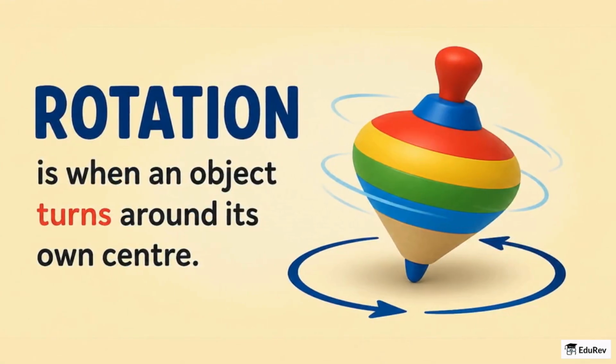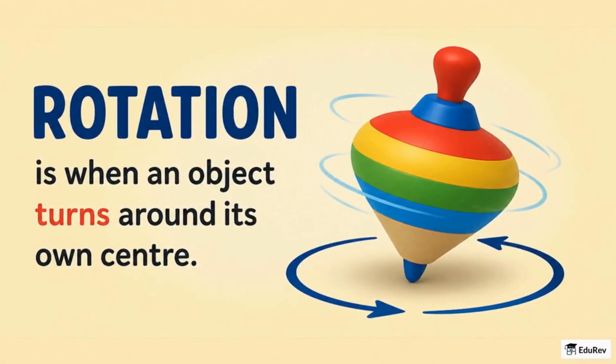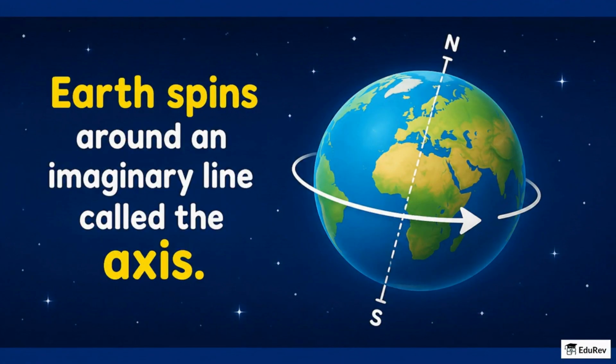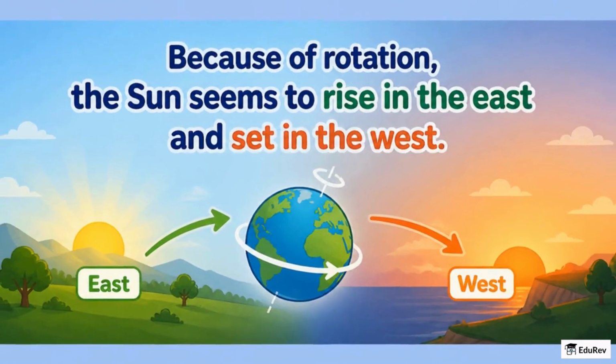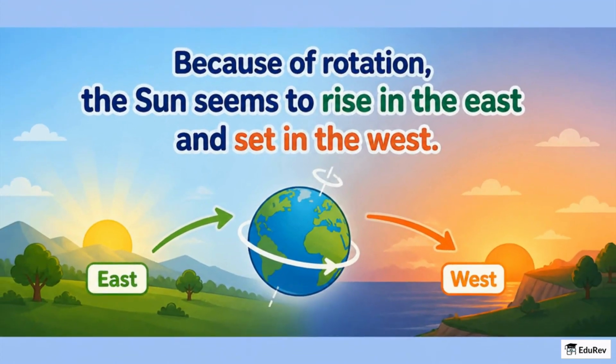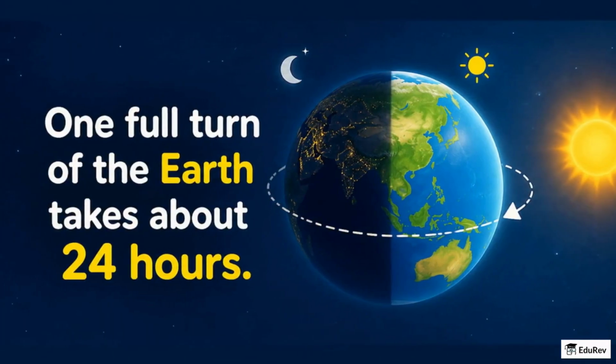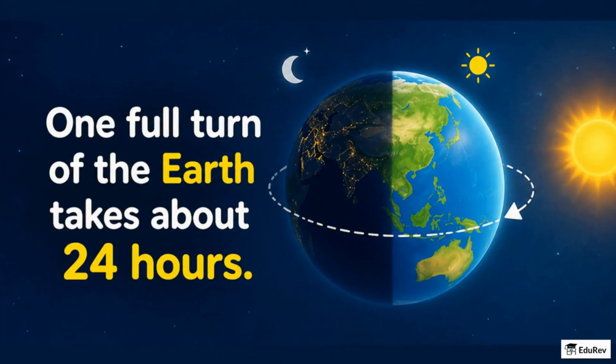Rotation is when an object turns around its own center, like a spinning top. The earth spins around an imaginary line through its center called the axis. Because of rotation, the sun seems to rise in the east and set in the west. One full turn of the earth takes about 24 hours, and that is one day.